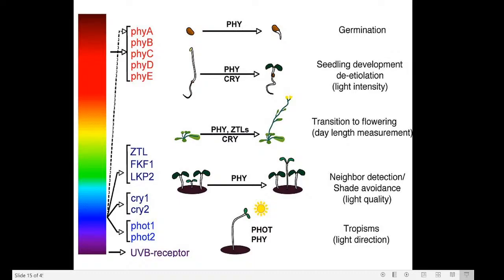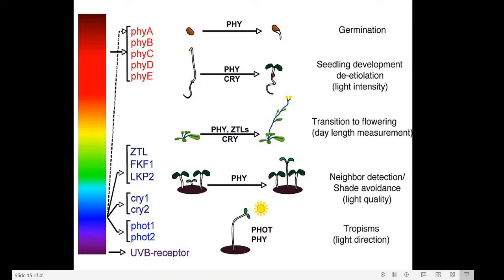And phytochrome for that, phot1 and phot2, those are UV receptors. Here cryptochrome is CRY1 and CRY2. Cryptochromes are involved in neighbor detection and shade avoidance. And phototropin 1 and 2 are involved in tropism, that is the light detection process. And UV receptors are also involved in tropism.